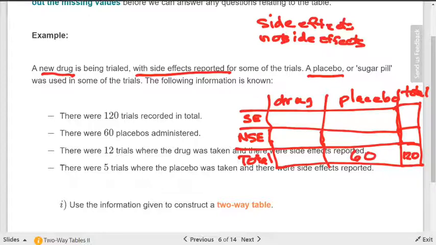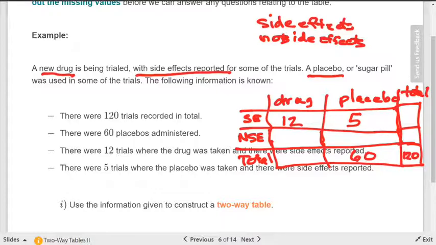There were 12 trials where the drug was taken and there were side effects reported. So that's side effects and drug. There you go. And what was that, 12? There were 5 where the placebo was taken and there were side effects reported. So that's placebo and side effects. So where's that? In the middle top one. So they'll give you the information and it's pretty clear.